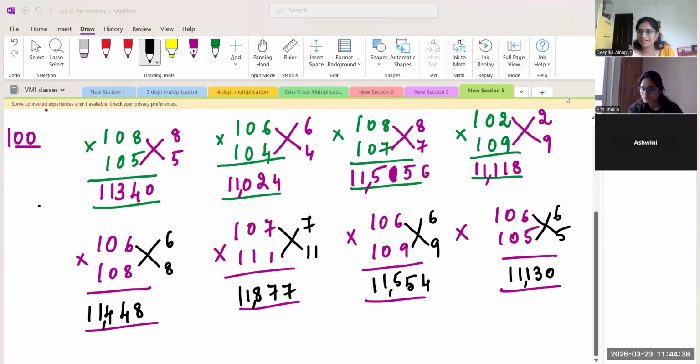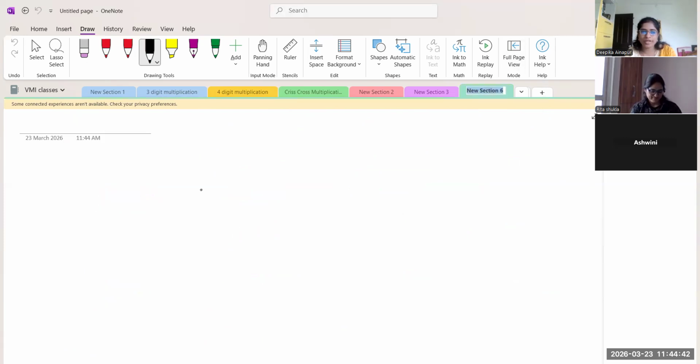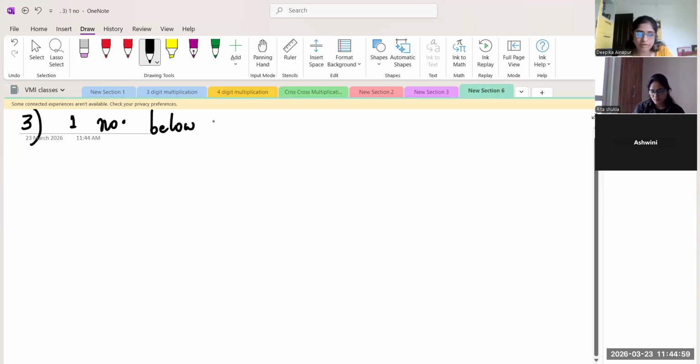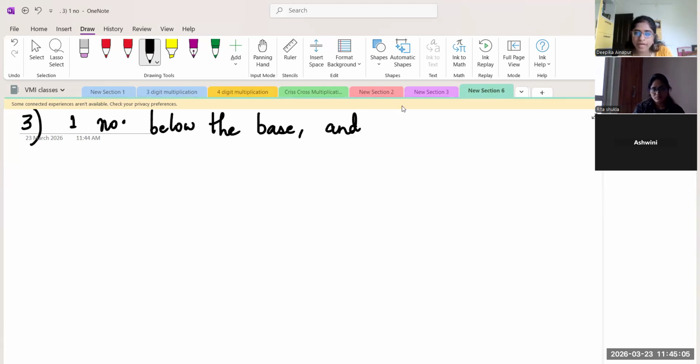So already you have done all the answers. Okay, very nice. Now, next, we will discuss the third case. That is when one of the numbers is below the base and the other number is above the base. Like vice versa also, okay? One number below the base and the other number is above the base.